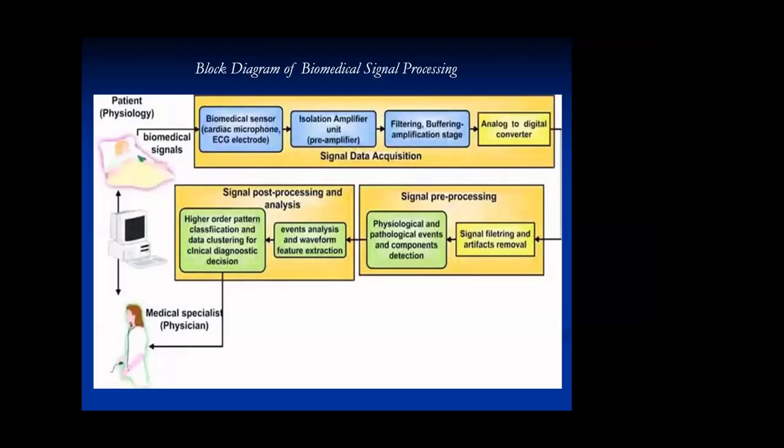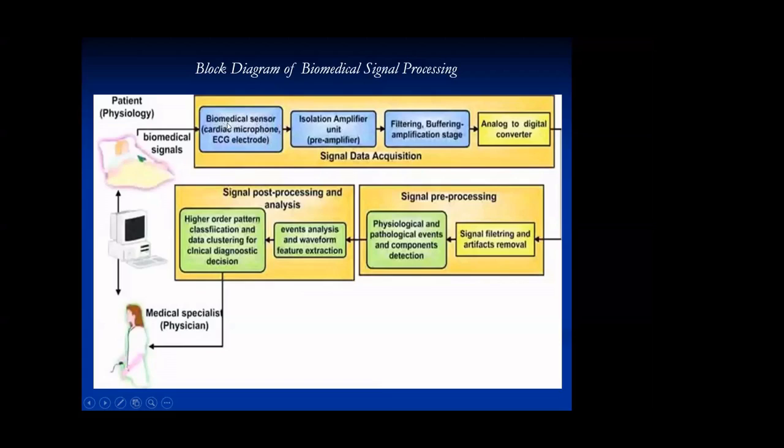If I take the block diagram of a biomedical signal processing system, from the patient we will measure various biomedical signals such as ECG, EEG. We can have oxygen level, plethysmography. There are a lot of parameters. Basically, these signals are non-electrical signals such as biosignals. In order to convert these biosignals into electrical signals, we need a sensor called an electrode.